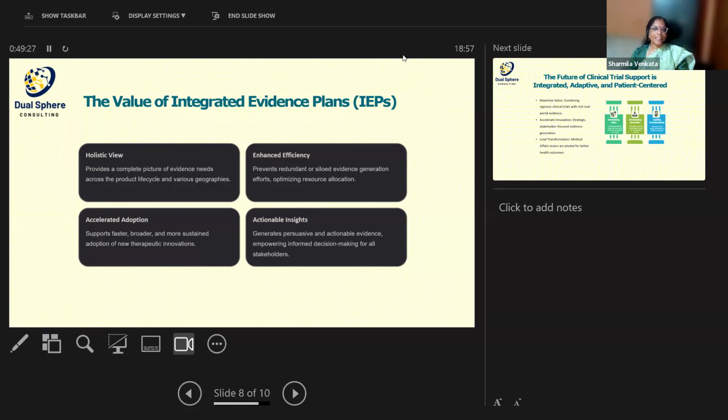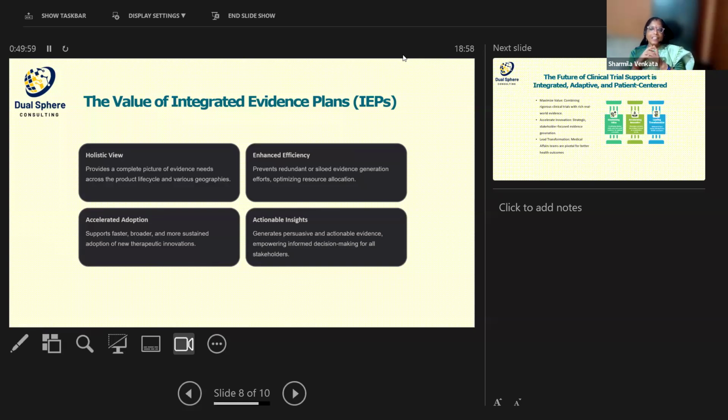Next is preventing duplication of effort. When teams work separately, they often repeat the same type of data collection, right? But an IEP identifies the overlaps and ensures that one data set can serve multiple purposes. This saves time, reduces cost, and increases efficiency.